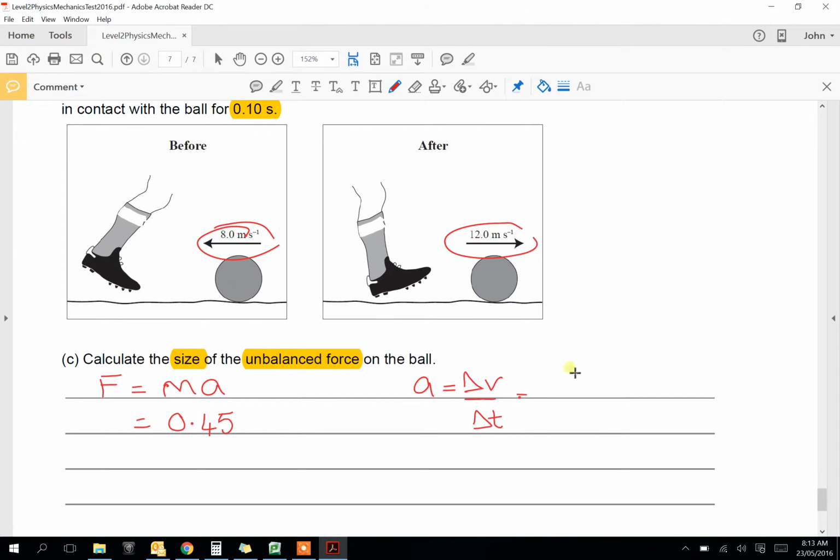That's final velocity. It ends up at 12 minus initial velocity 8, but hang on, direction, velocity is a vector quantity, opposite direction, opposite sign, divided by the time 0.1, that was the time it took, so that's 20 now. 12 minus minus is a plus, 12 plus 8 is 20, divided by 0.1, that's 200 meters per second squared. So that's the acceleration I'm going to need over here.